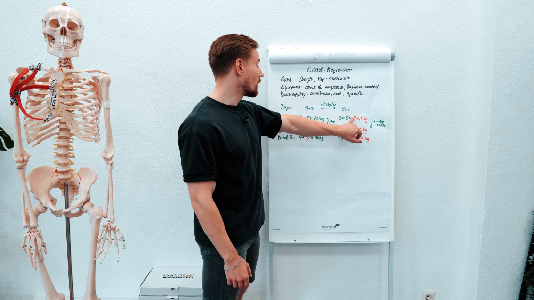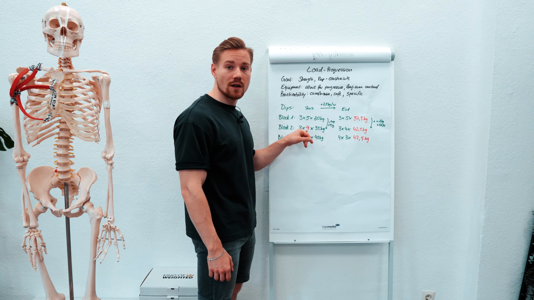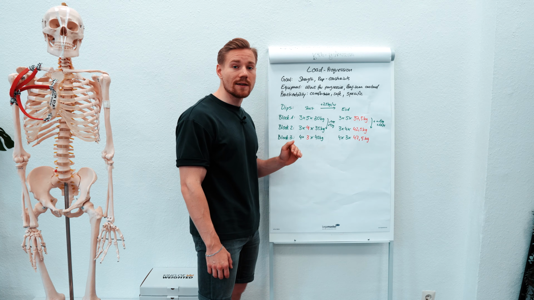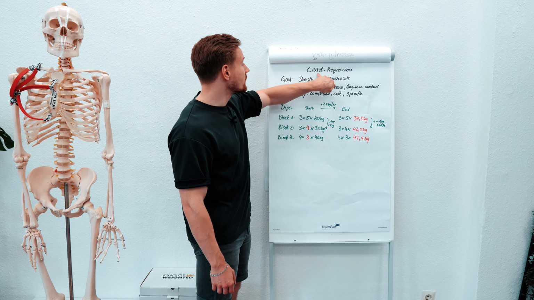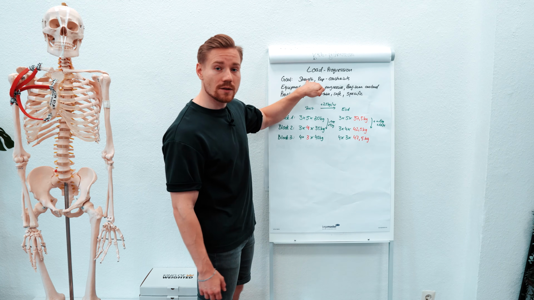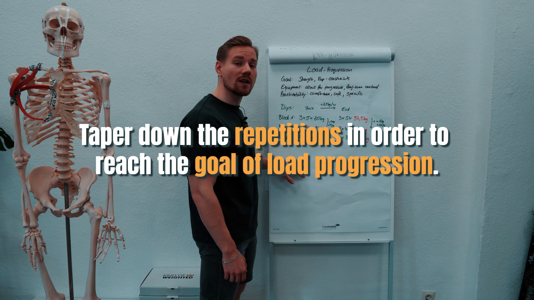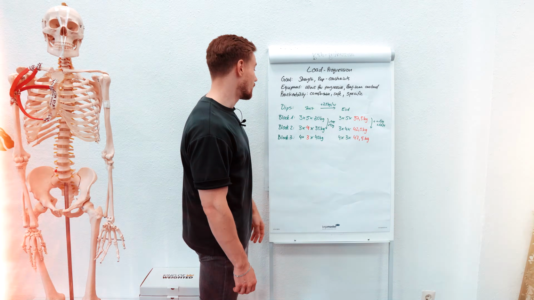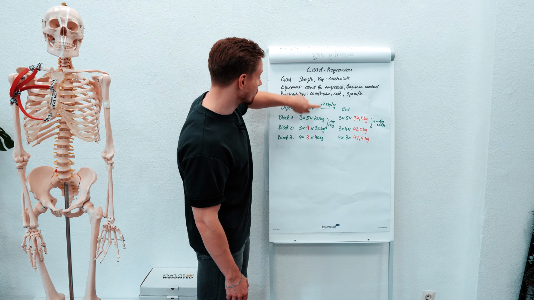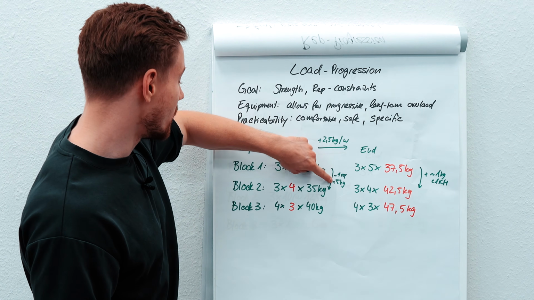failure. So what we're gonna do is, for the next block, we taper down the repetitions. Because if I do 1 rep less, of course I'm able to use more weight. And that is the goal, load progression. We want to become stronger. So tapering down the repetitions is a very, very nice tool to keep our load progression up. So what we're gonna do is we decrease by 1 rep and we add 5 kg.